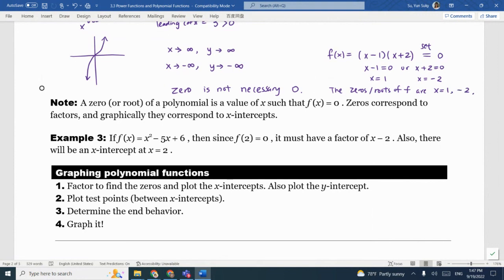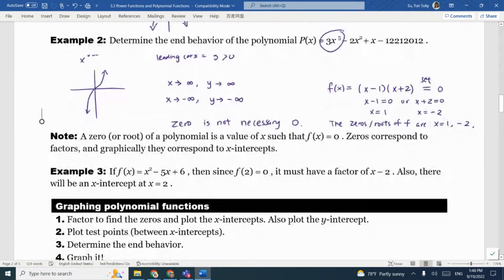You see, the zeros are not 0. They correspond to the x-intercepts. If we want to draw this picture, 1 is right here, negative 2 is right here. So we have a parabola that goes through those 2 points. The x-intercepts are these 2 points. Okay, everybody? So the zeros of the function are the x values where y equals 0, but the x might not be 0.